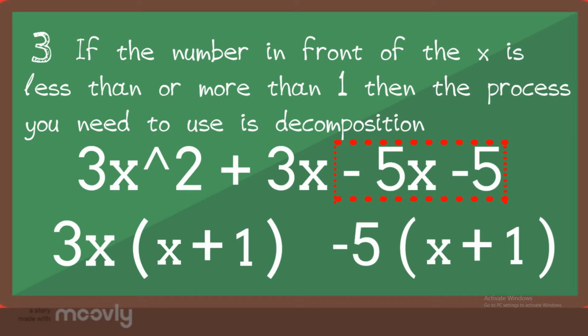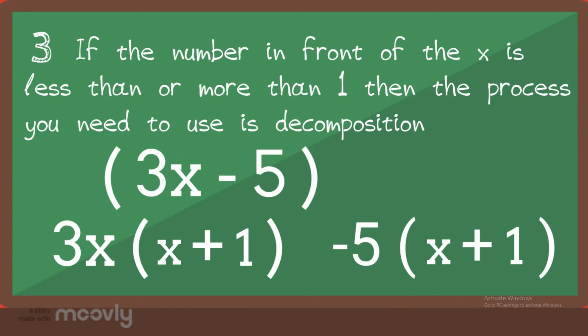Now to go on to the next stage of decomposition, we need to make a new expression, and that will be our final fully factorized form. That expression will be double brackets due to the fact that we are dealing with a quadratic. The first bracket will be composed of the first part of the previously factorized expressions. So the first bracket of our double bracket will be 3x minus 5. The second bracket will be the remaining part that we did not use.